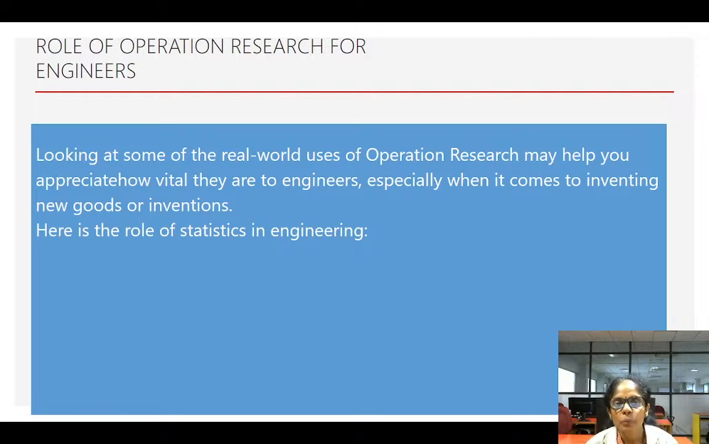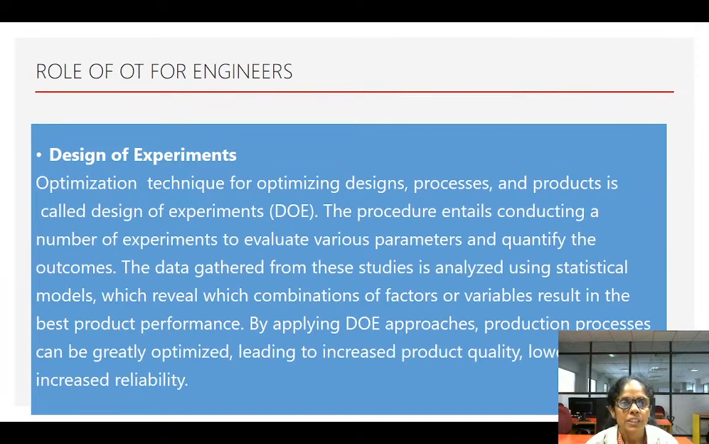Looking at some of the real world uses of operation research may help engineers, especially when it comes to inventing new goods or inventions. So here is the role of statistics and operation research in engineering. See, design of experiments. An optimization technique for optimizing designs, processes and products is called design of experiments.